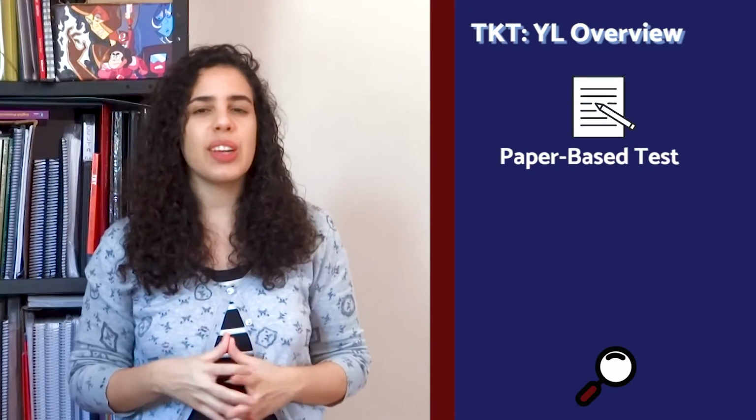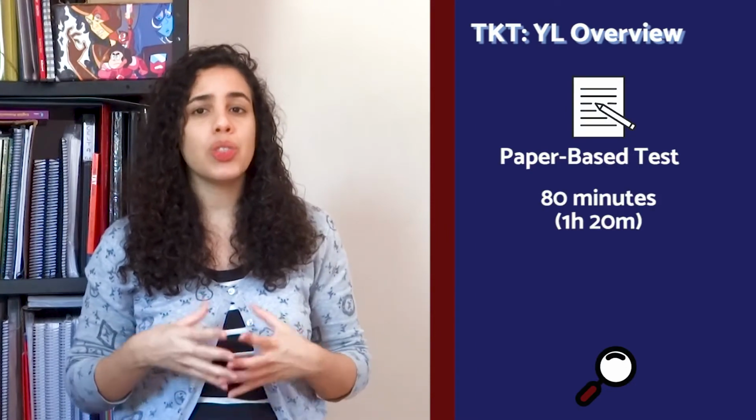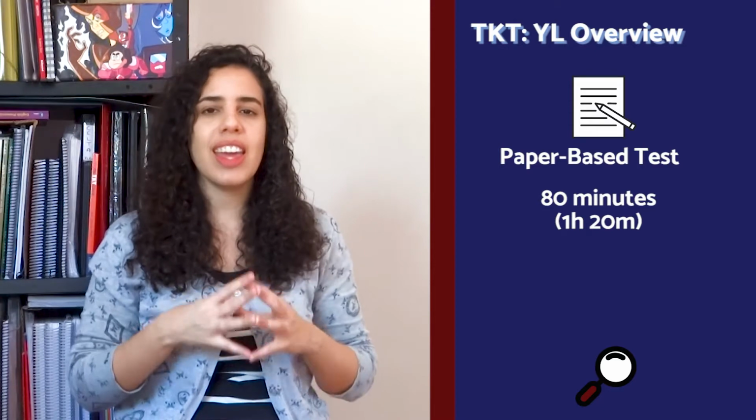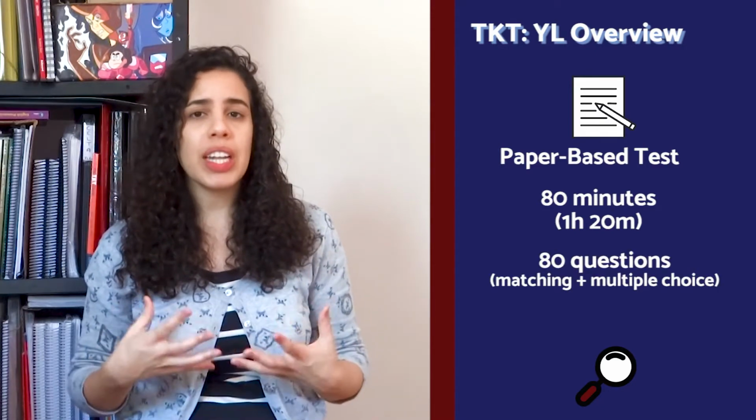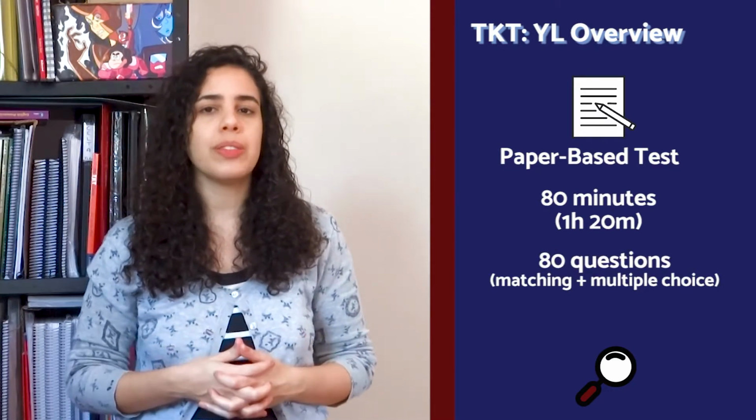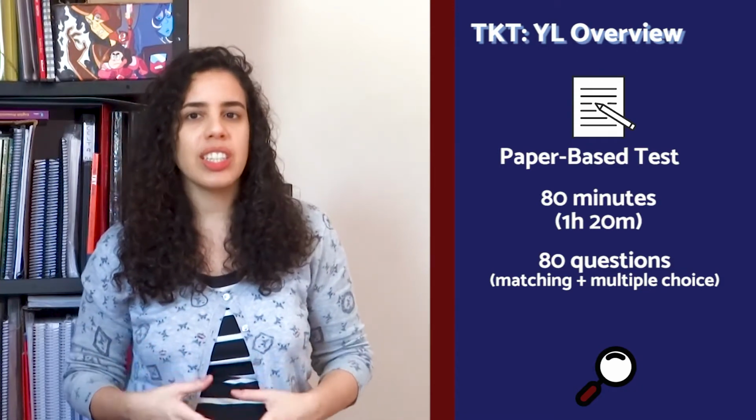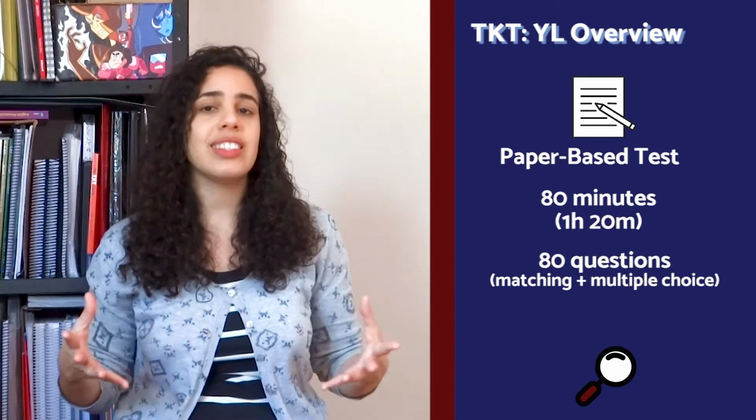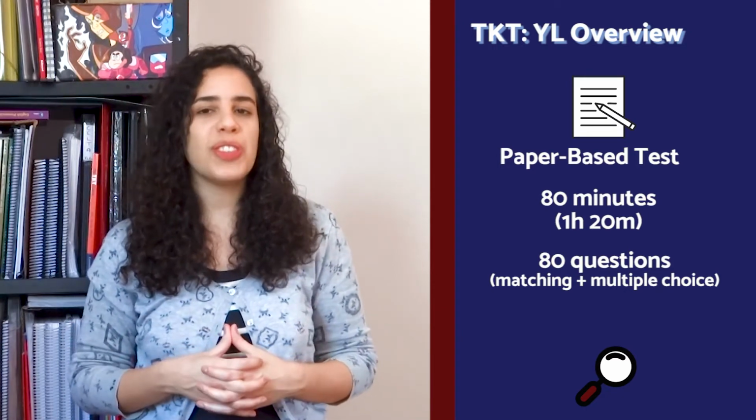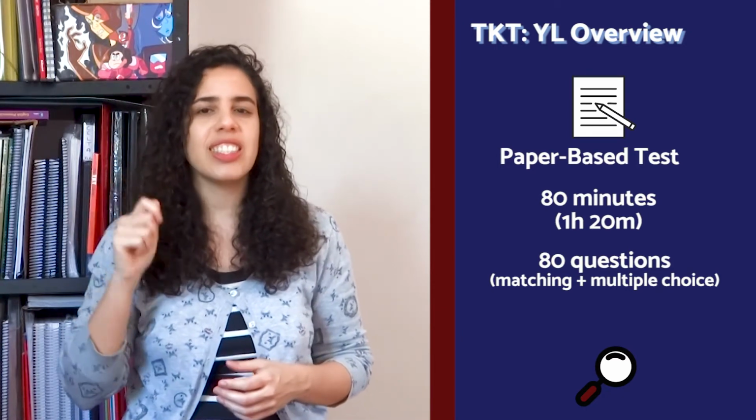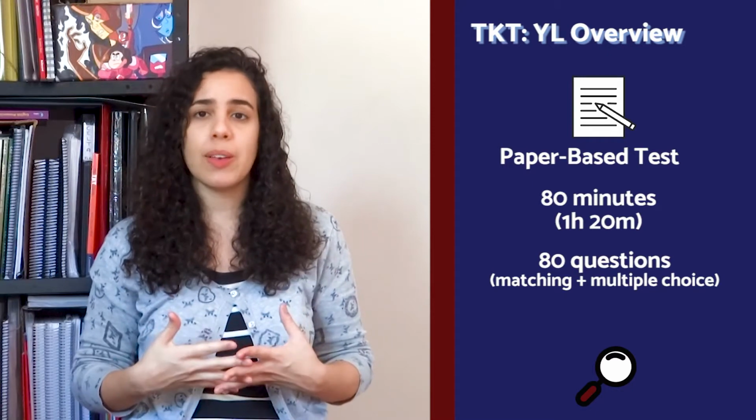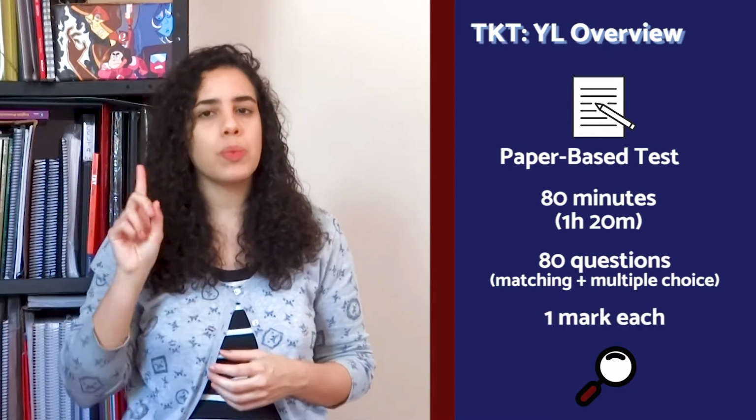Now, let's understand what the TKT CLIL involves. It is a paper-based test. The exam takes around 1 hour and 20 minutes to answer the 80 matching and multiple choice questions related to knowledge of CLIL and principles of CLIL, lesson planning and preparation, lesson delivery, and assessment. Candidates should fill their answer sheets by shading the correct boxes with a pencil. Each question carries 1 mark.